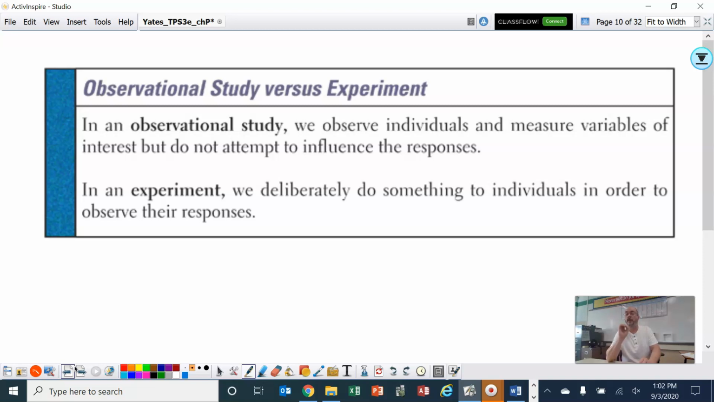We will talk about experimental design in, I believe, chapter 5. Okay, experiment. You deliberately do something. A treatment is imposed. All right, moving on. Remember, you can pause at any time.